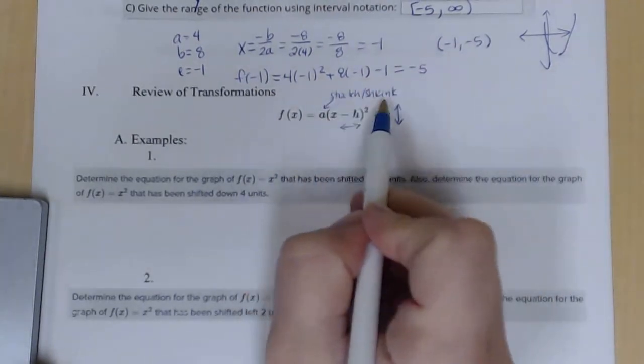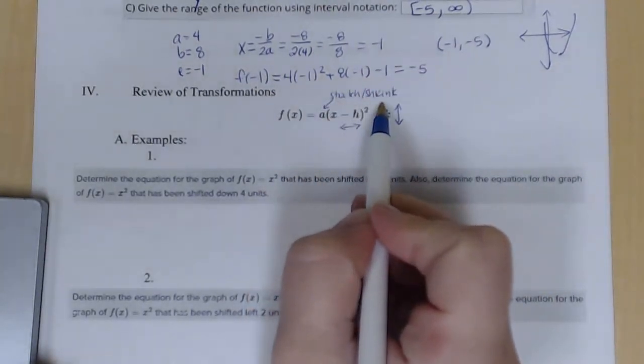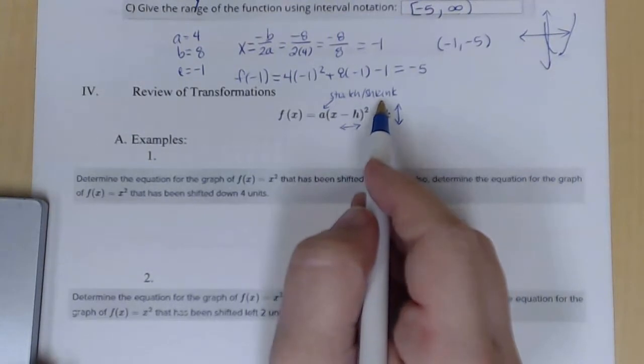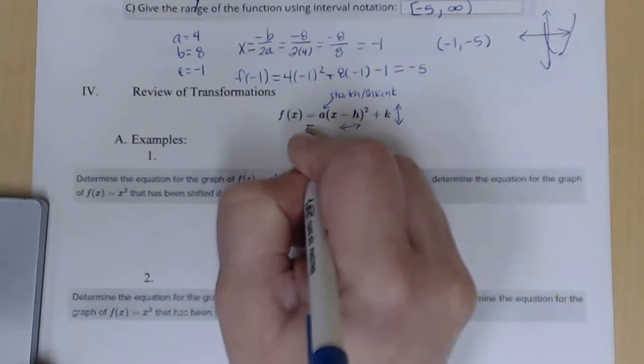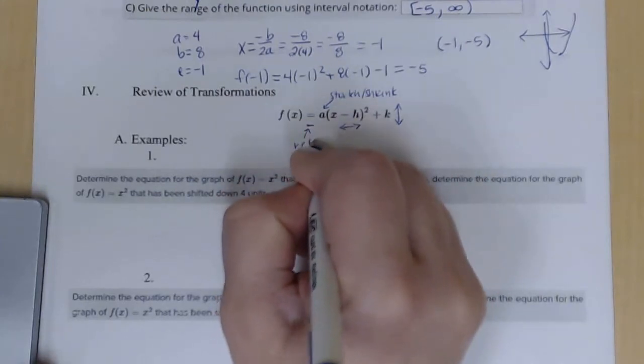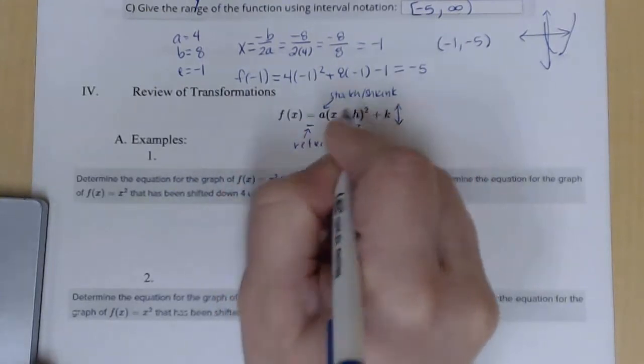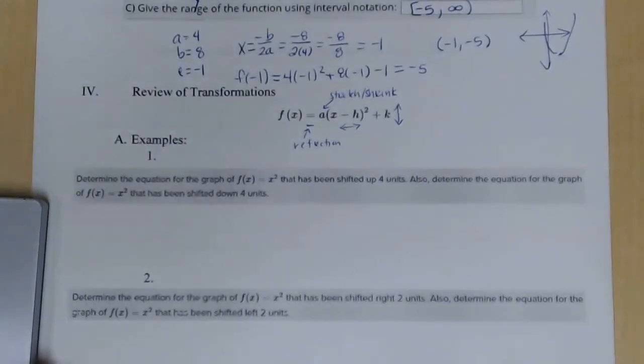And remember, it's important to know that it's changing the width, but you do not have to know the specifics of vertical stretch, vertical shrink, etc. And if there was a negative to be had right here, then we would have a reflection. All of this will be on your upcoming exam.